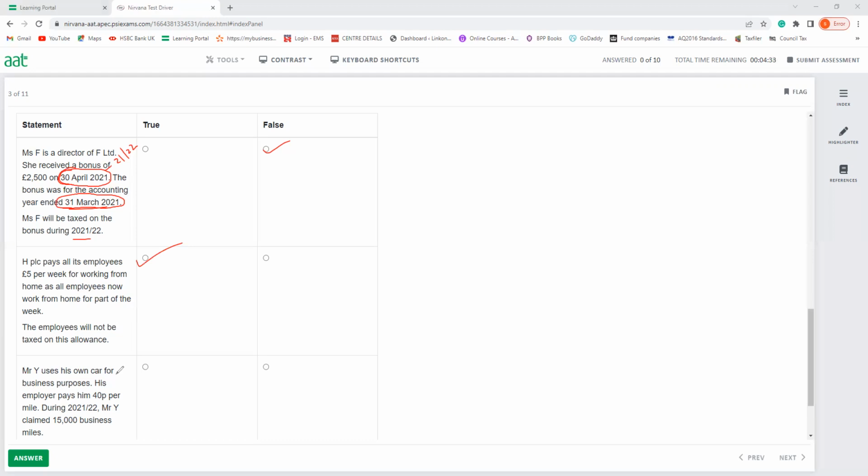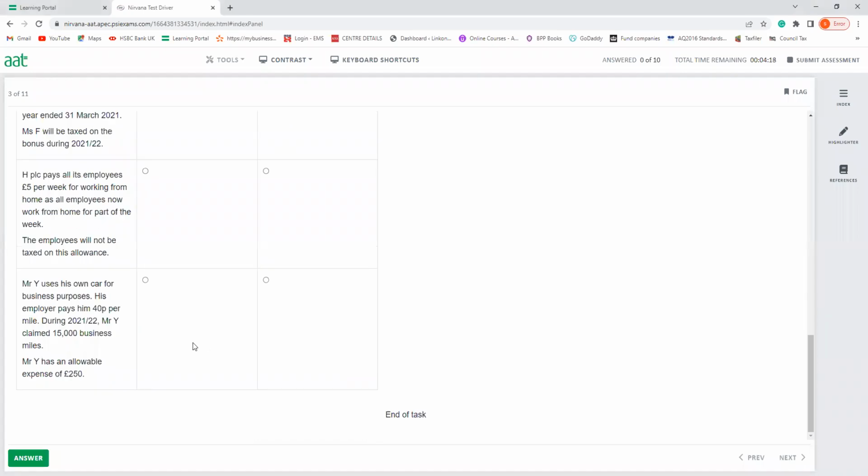Mr. Y uses his own car for business purposes. His employer pays 40 pence per mile. During 21-22, Mr. Y claimed 15,000 business miles. Okay, 15,000 business miles he already claimed. And what else? It says Mr. Y has an allowable expense of 250. Is it true or false?